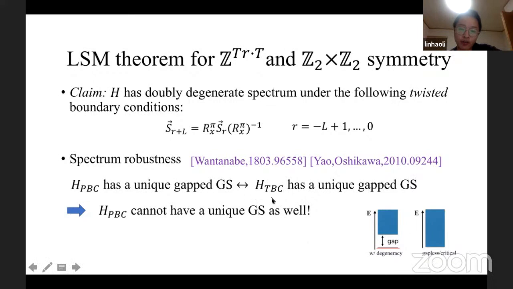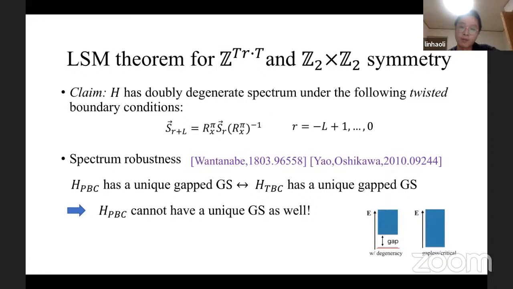So for the twisted boundary condition, you just add a domain wall in the path integral. And then the partition function of the twisted boundary condition can be written as a trace over the symmetry generators combined with the exponential minus H tutor, and then since the partition function is always positive, this symmetry generator must be one.